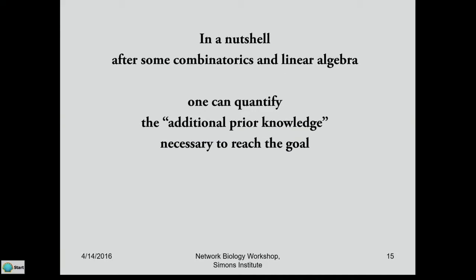So in a nutshell, after some combinatorics and linear algebra, you can quantify the additional amount of information that you need. That is, the number of perturbations that you approximately need, information-theoretically, to have knowledge of how each state variable affects another state variable.